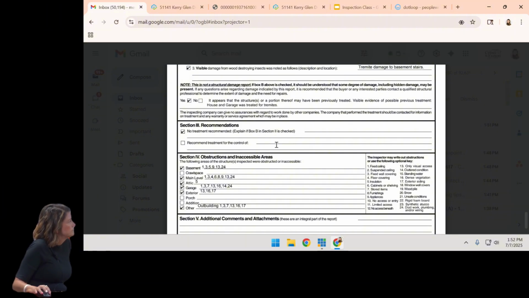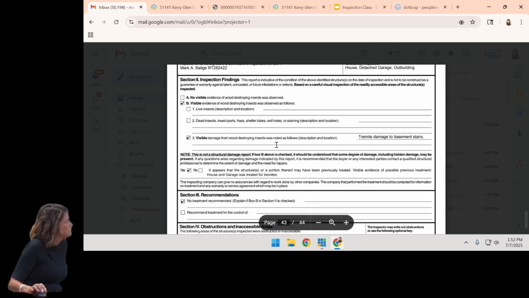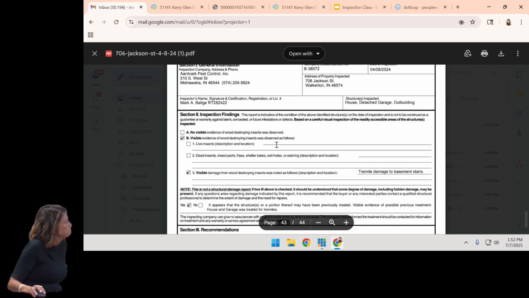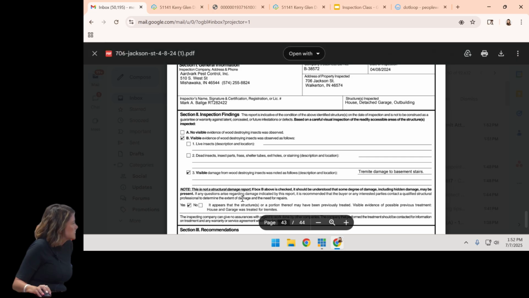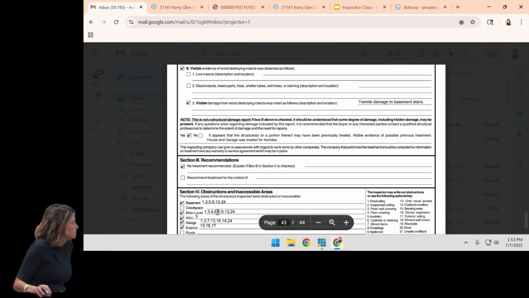So this is a termite inspection. So they found termites, but they didn't recommend treatment? Yeah, which is weird. Well, I think it's just damage. Oh yes, it has been treated. A portion of it has been treated for wood destroying insects. So he saw that already. That's good.